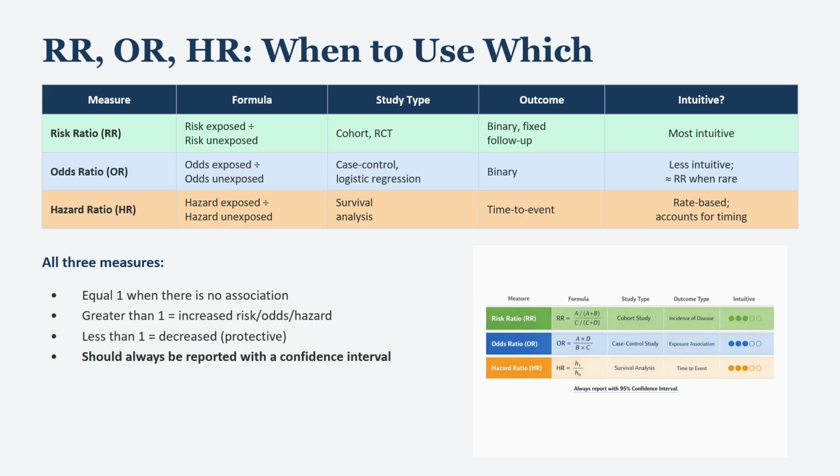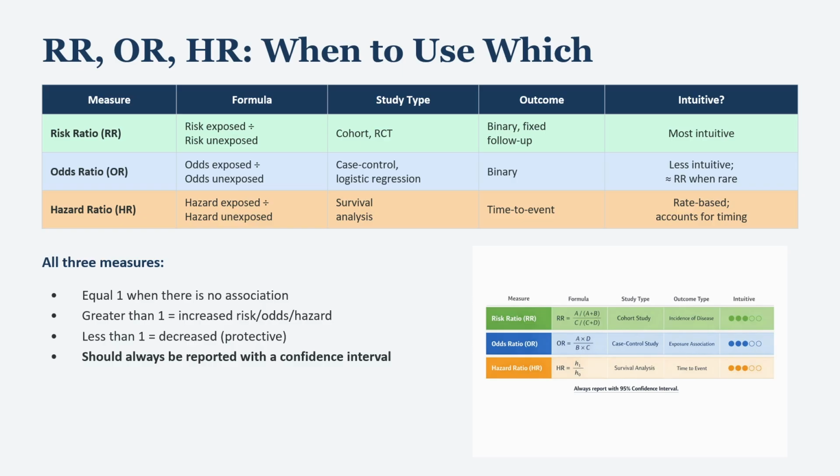Here's a side-by-side comparison that I want you to use as a reference. When you're reading a paper and you see a measure of association reported, the first question to ask is, which one is this? And is it appropriate for the study design and outcome? Risk ratio: cohort studies and RCTs with binary outcomes and fixed follow-up times. It's the most intuitive. A BVDV positive calf is 3 times as likely to develop BRD. That's exactly what the number says.